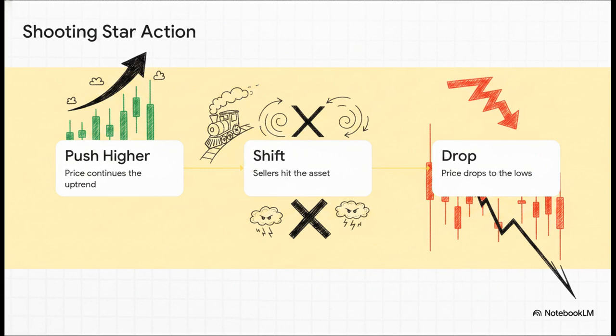Maybe they slam into a massive historical resistance level, or maybe some sudden piece of bearish news hits the wires. For whatever reason, supply and demand shift instantly. Sentiment completely changes on a dime. Sellers aggressively hit the asset, and in step 3, they don't just push it down a little bit to create a dip. They drive the price all the way back down, right through the open, and force it to close at the absolute lows of the day. It is a wildly dramatic intraday change in sentiment.